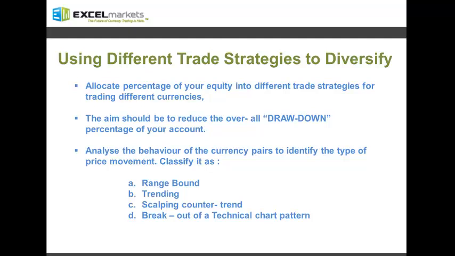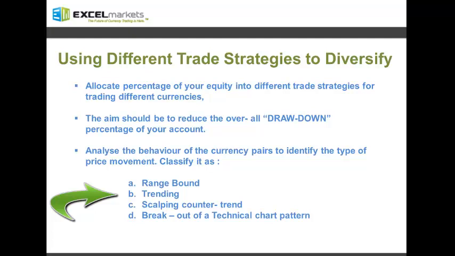One should try to allocate the percentage of your equity into different trade strategies for trading different currencies. This should be aimed at reducing the overall drawdown percentage of your account. In order to do so, one should begin by analyzing the behavior of the currency pair to identify the type of price movement. Price movements can be broadly classified as range-bound. This is when the price continues to hover between a given high and low for a considerable time.